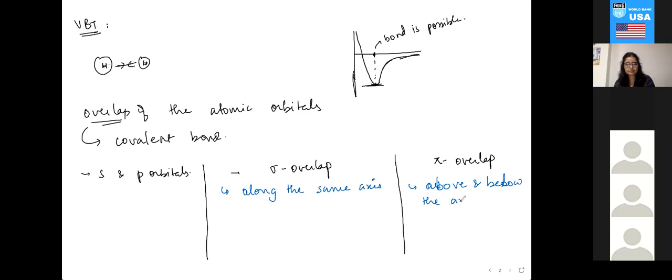Ma'am, I had a doubt. So the graph that you made, is that the energy graph of an electron? Yeah, so it's the overall energy of the system, and the x-axis is the distance between the atoms. So where the energy is minimum, that is the distance at which the bond is formed.